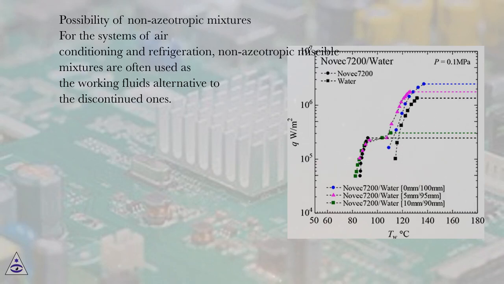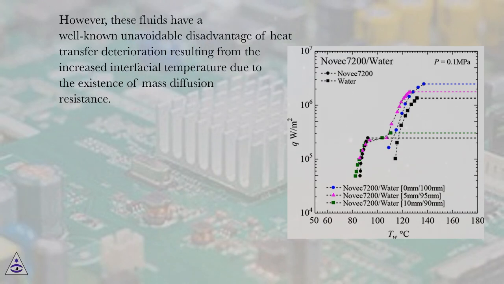Possibility of non-azeotropic mixtures. For the systems of air conditioning and refrigeration, non-azeotropic miscible mixtures are often used as the working fluids alternative to the discontinued ones. However, these fluids have a well-known unavoidable disadvantage of heat transfer deterioration resulting from the increased interfacial temperature due to the existence of mass diffusion resistance.